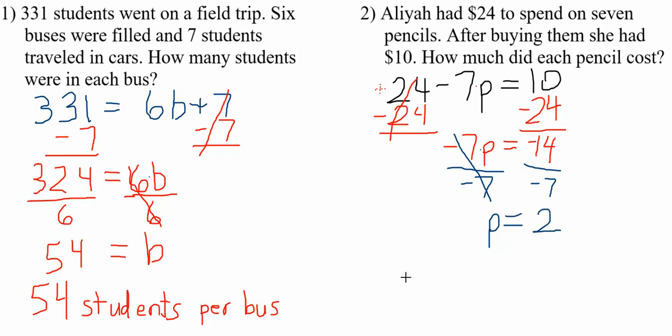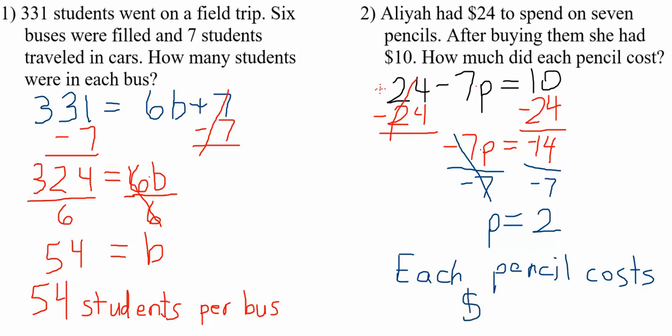So the cost of each pencil is $2. That is an expensive pencil. They had better be amazing and come with trackers so that you don't ever lose them. So each pencil costs $2.